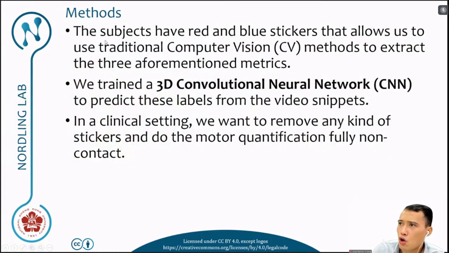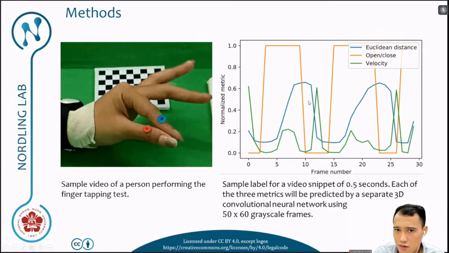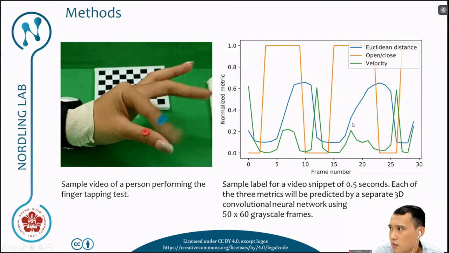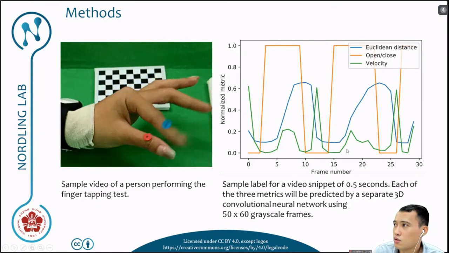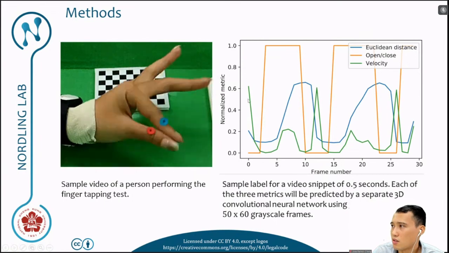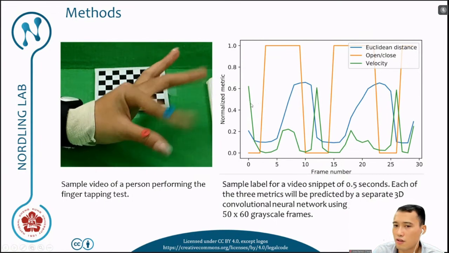So the subjects have red and blue stickers that allow us to use traditional computer vision methods to extract the metrics. And then we would use a 3D CNN to predict the labels. So the labels, what I mean is these lines, right? So we will have a CNN to predict the Euclidean distance. We will have a CNN to predict the velocity. We will have a CNN to predict whether the fingers are opening or closing.